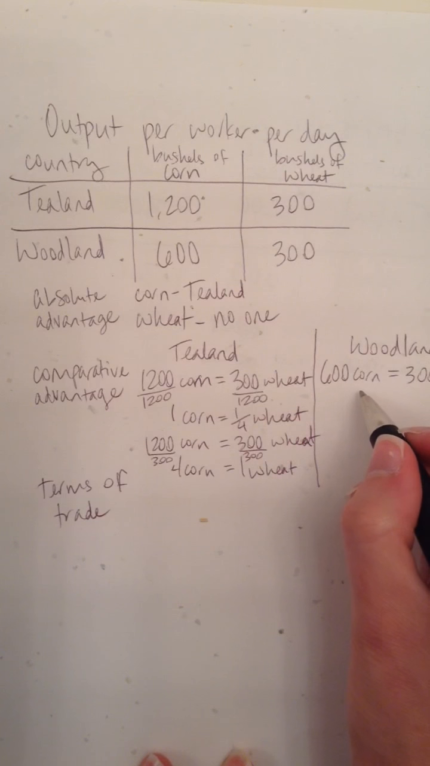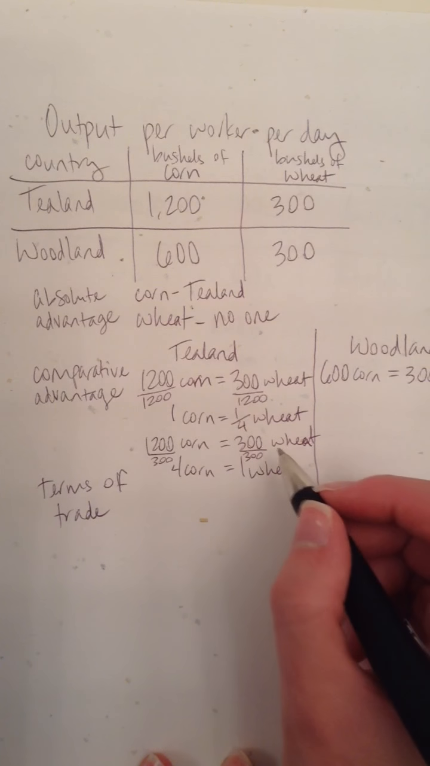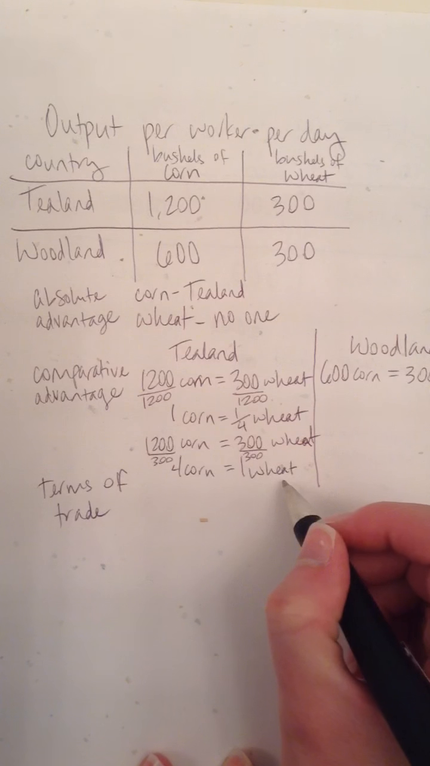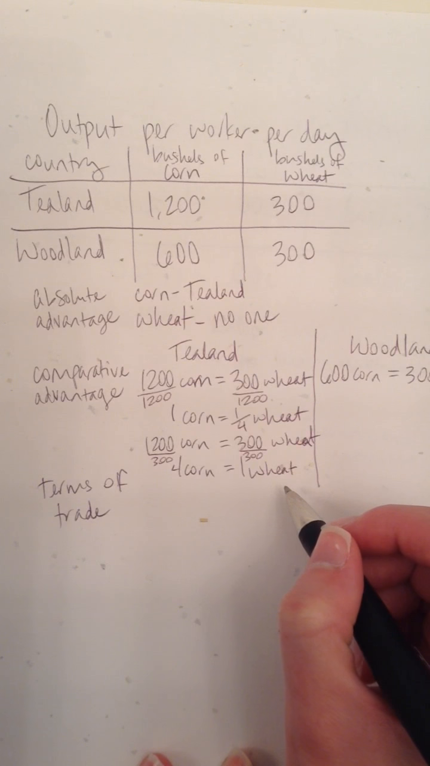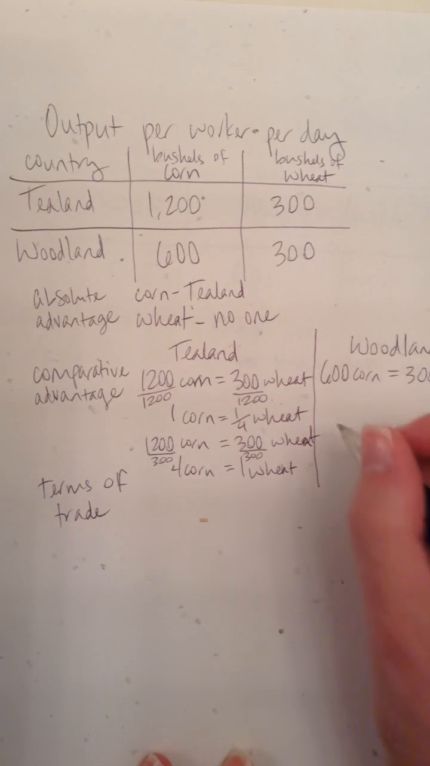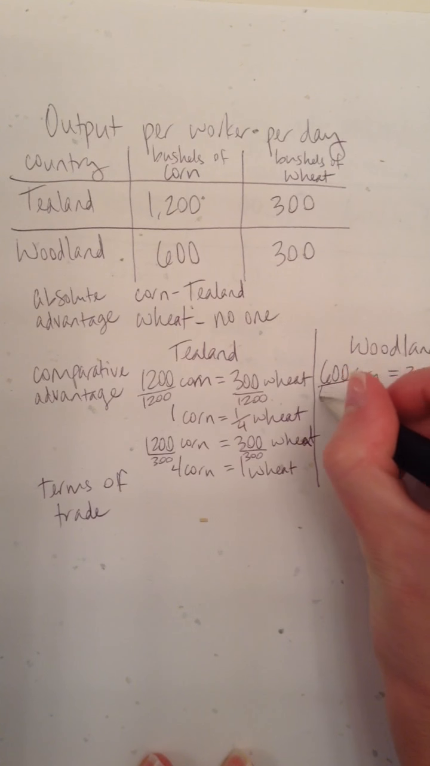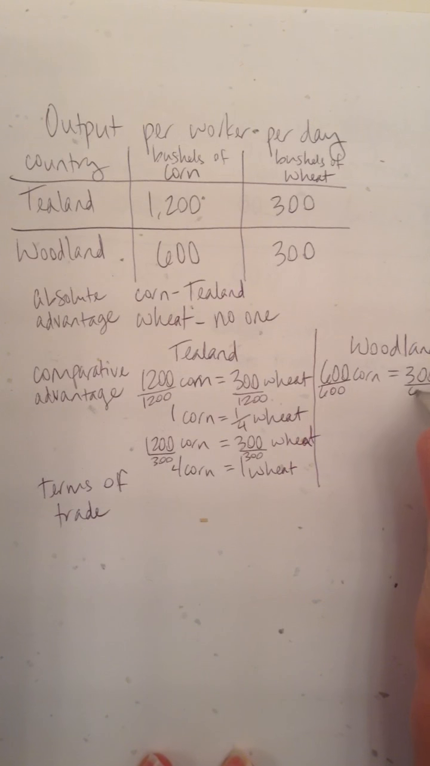So if they choose to produce 600 bushels of corn, they're giving up 300 bushels of wheat. And since these numbers are different than in tea-land, that's why we're getting 1 bushel of corn and 1 bushel of wheat by itself, so that we can compare the two accurately. So let's find the opportunity cost of corn, get that by itself, divide both sides by 600 to get that 1 corn equals half a bushel of wheat.